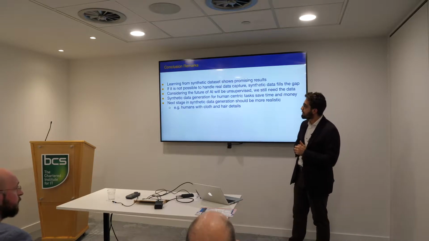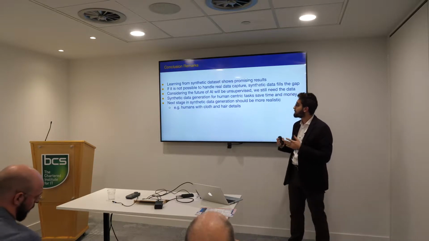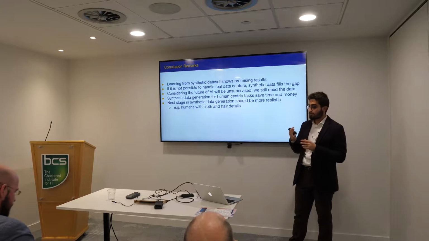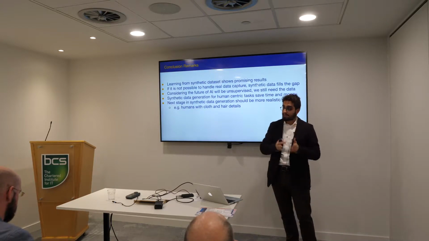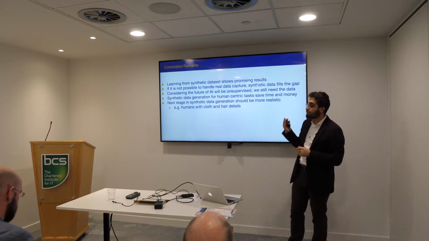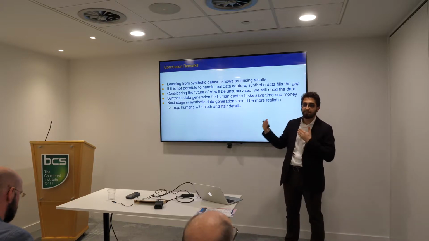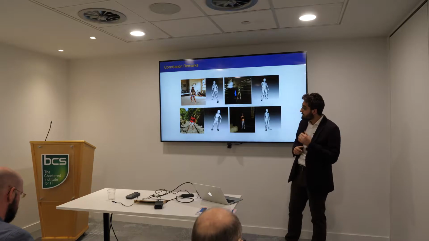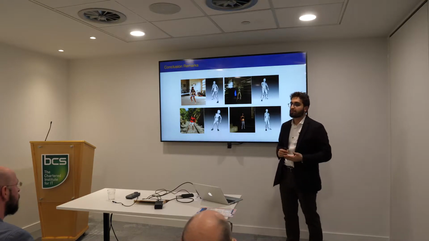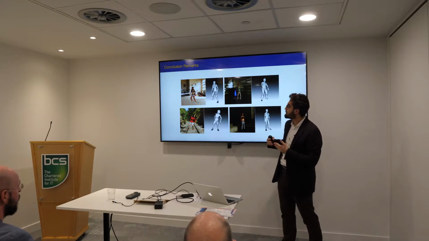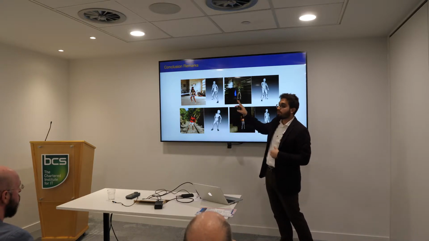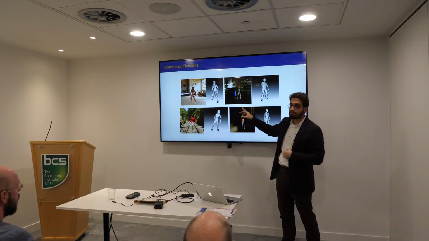As my last remark, the next stage in synthetic data generation should be more realistic. I mean more realistic in terms of rendering, not rasterization but raycasting, and in terms of human details, hair details, cloth details. So I just want to share one of our recent dataset generations. It's completely different from the previous one, but we can actually get more realistic rendering with hair and cloth details on top of it.